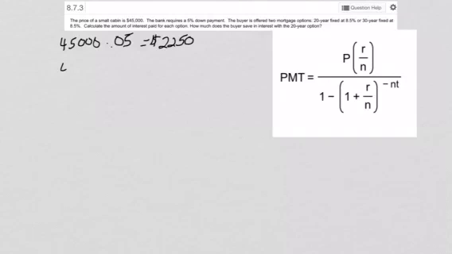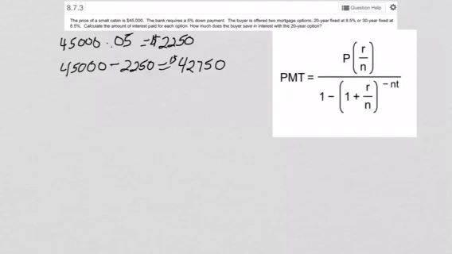Okay, so how much are we going to have to mortgage? If we do $45,000 minus the amount of down payment, that gives us $42,750. That's the amount that we have to mortgage. That's the amount that we're going to have to get a loan for.